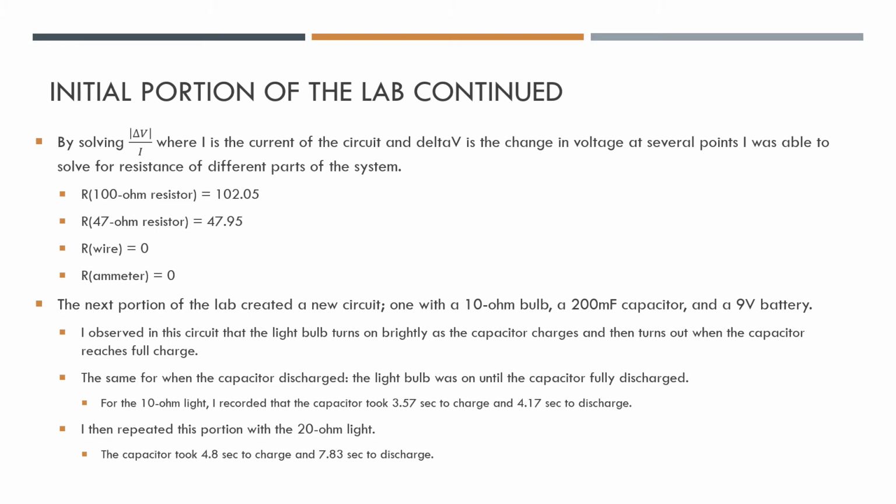So for the 10 ohm light, I recorded that the capacitor took 3.57 seconds to charge and 4.17 seconds to discharge. And then we did the same thing for the 20 ohm light bulb, and we see that it takes a little longer in both of those measurements respectively, in that it took 4.8 seconds to charge and 7.83 seconds to discharge.